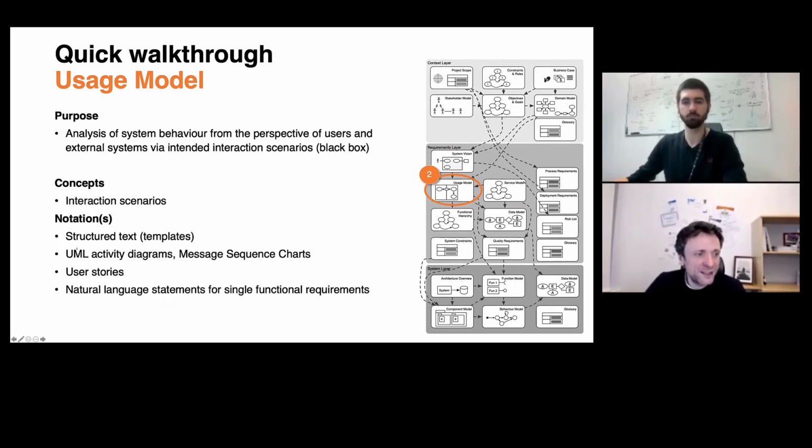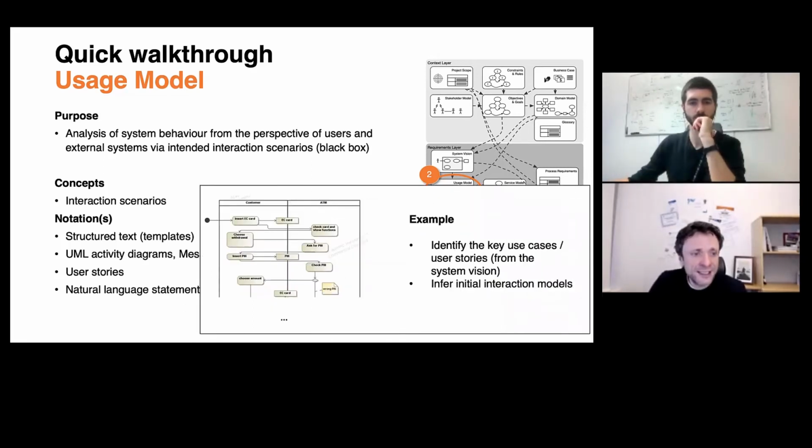Sometimes I can specify my use cases with structured text, with templates. I can use interaction models, proper models for my interaction diagrams. I can use also user stories and so on and so forth. How exactly, we will be discussing later.